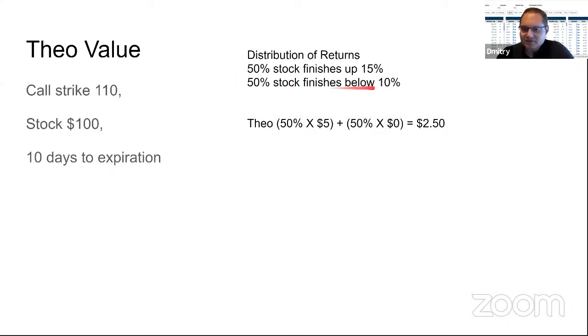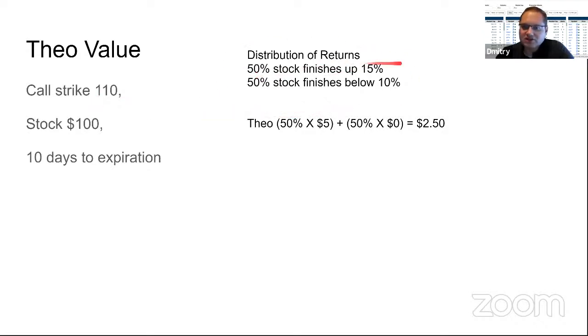If the stock doesn't increase by 10%, it increases by 1%, 2%, 3%, or it goes down, then this option will be worthless at expiration. Because if the stock is 109, 108, 107, this 110 call, you're not going to exercise it. You don't need to exercise it and buy the stock at 110 if you could get it in the market below 110. If you could buy it at 109, this call is worthless. So if we have this simple scenario, what is this call worth?